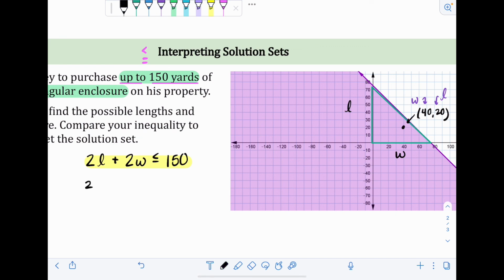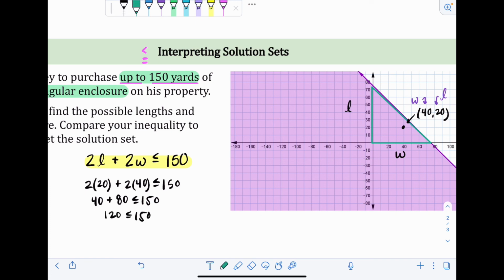So it'd be 2 times the length, which is 2 times 20, plus 2 times the width, which is 2 times 40. And then that should be less than or equal to 150. So 2 times 20 is 40, plus 2 times 40 is 80, is less than or equal to 150. And then 40 plus 80 is 120, which is less than or equal to 150. So that's true. That point worked. Every point within that solution set should work and should allow him to build that rectangular enclosure.